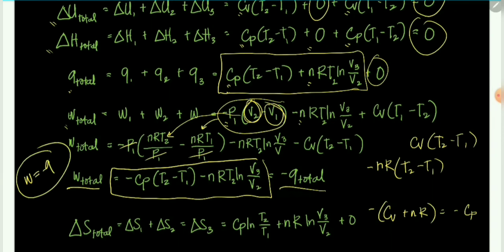So let's now calculate delta S total. So the delta S total is delta S1 plus delta S2 plus delta S3. So this is a plus sign. Okay?